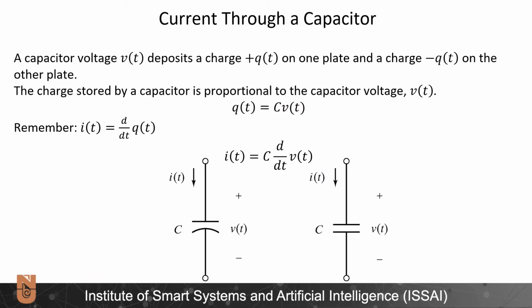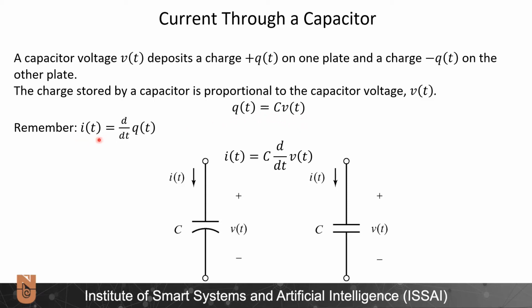Whenever we have an electrical element, such as a resistor, capacitor, a diode, a transistor, the first thing we do is to write the constituent relationship between the current and voltage. For instance, for a resistor, this is the Ohm's law, which is V is equal to I times R. Now we will see what this is for the capacitor. A capacitor voltage v(t) deposits a positive charge on one plate and a negative charge on the other plate. The charge stored by the capacitor is proportional to the capacitor voltage v(t). In other words, q(t) is equal to C times v(t).